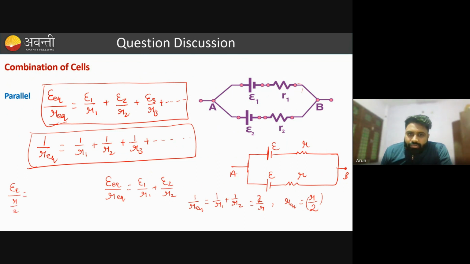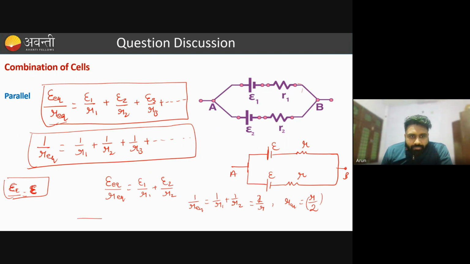This E1 and E2 is the same, so we can take it common. Now 1 upon R1 plus 1 upon R2 will become 2 upon R, and this 2 will go upside, so it becomes R by 2. So this will cancel out each other. So in the parallel combination, the potential or the EMF of the cell will not change.